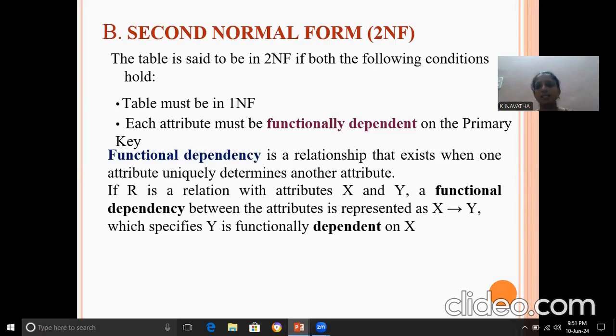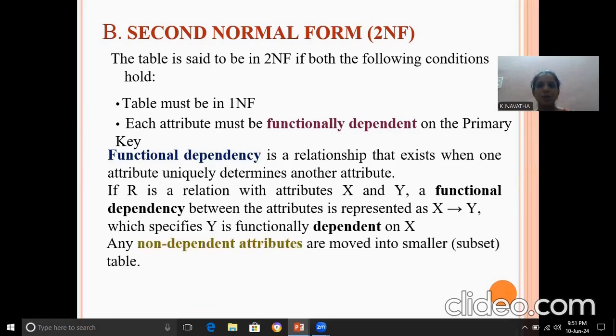If R is a relation with attributes X and Y, the functional dependency between the attributes is represented as X tends to Y, which specifies that Y is functionally dependent on X. Now here, see, non-dependent attributes are removed into smaller subsets. What we have discussed, that is functional dependent, it means primary key. Each attribute must be dependent on the primary key. So whichever non-dependent attributes are there are converted into a smaller subset table.